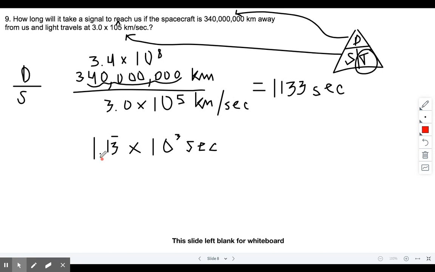As you can see, if I move this decimal 3 places over, it's going to give me 1,133.2. So either way is correct. Okay.